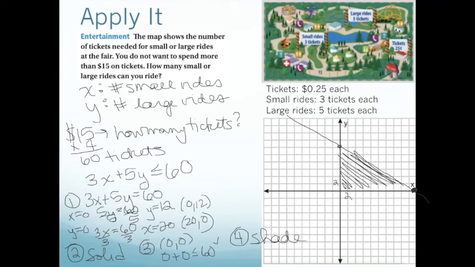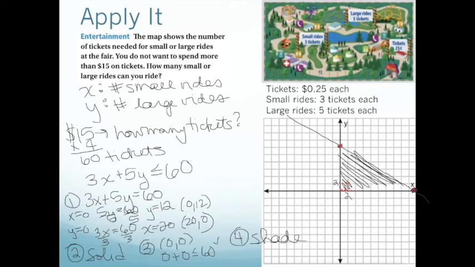Even more than that, I can't ride half of a ride. So the answer is really that I could ride no rides. I could ride 1 small ride. I could ride 2 small rides. I could ride 3 or 4 or 5 or 6, right? It's all of these points of integer values. So I could ride 12 large rides and 0 small rides. I can ride 20 small rides and 0 large rides, right?